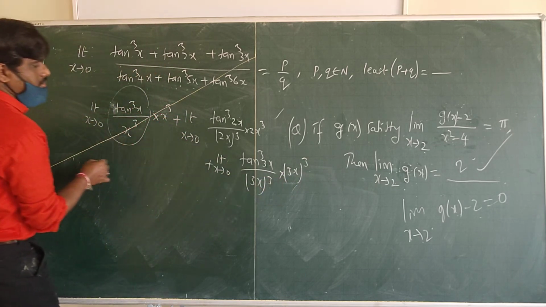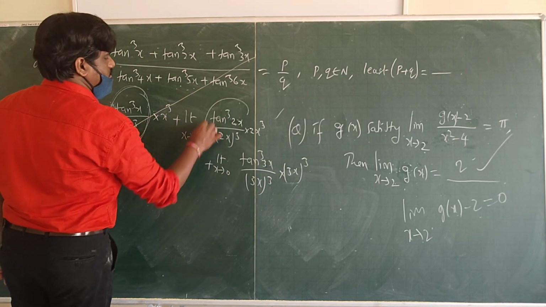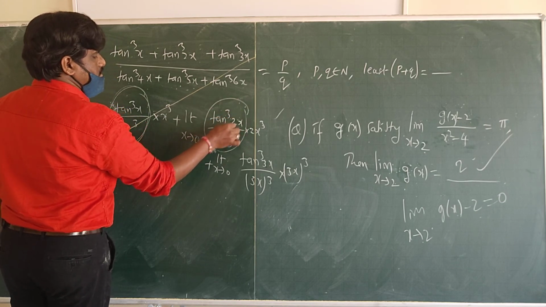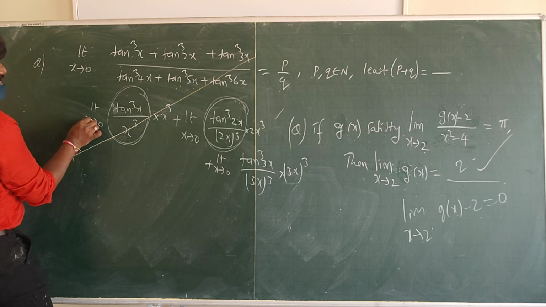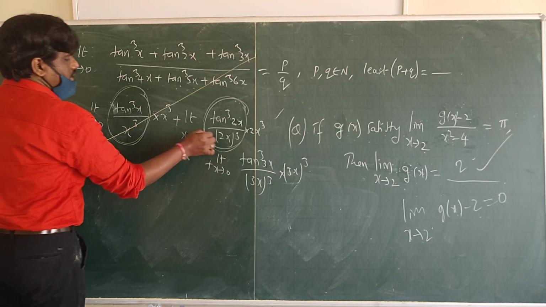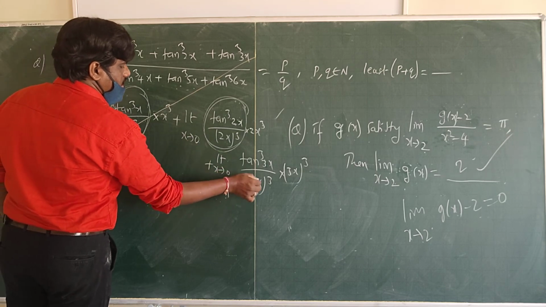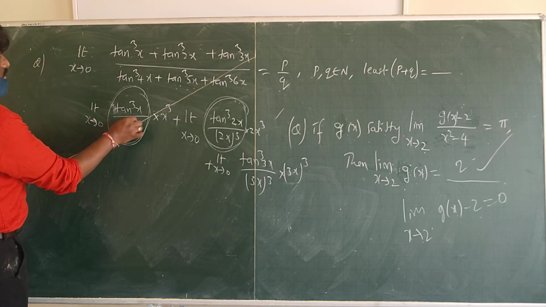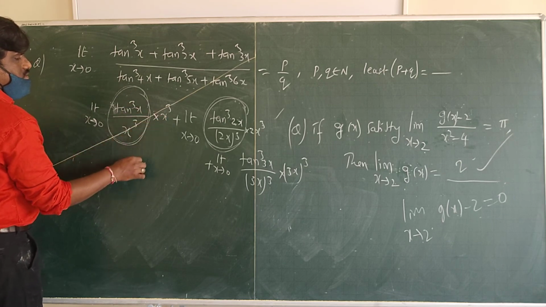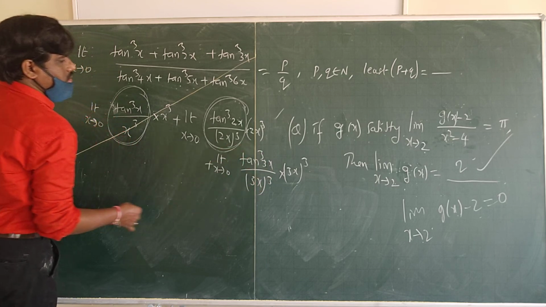Likewise, you can do in denominator also. So this value will give you 1. This value will give you 1 because tan 2x by 2x is like tan x by x when x tending to 0 is 1. And if x tends to 0, 2x also tends to 0, this is also 1. 3x also tends to 0, this is also 1. So here all these are 1, 1, 1. So x cube, (2x) whole cube and (3x) whole cube will be there.